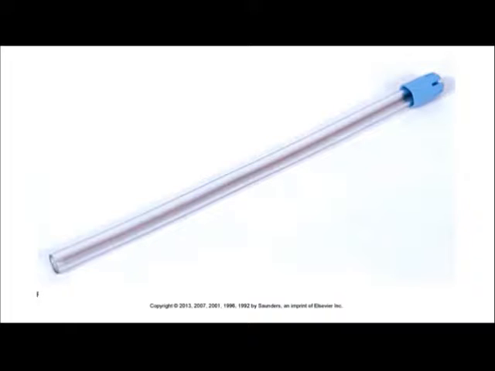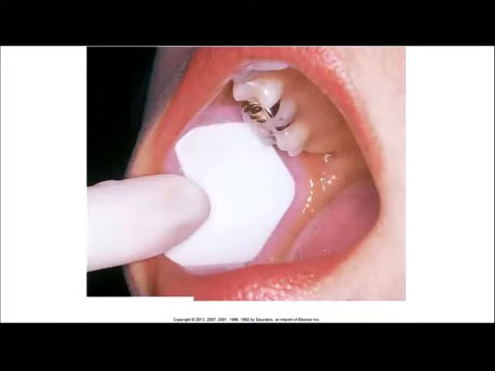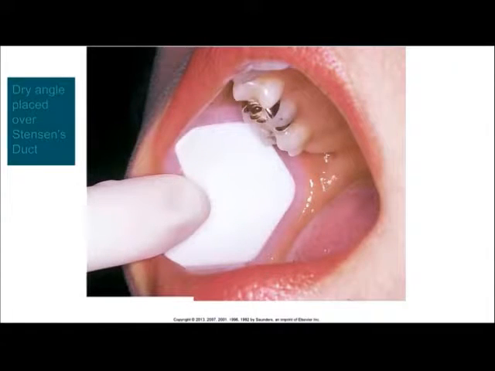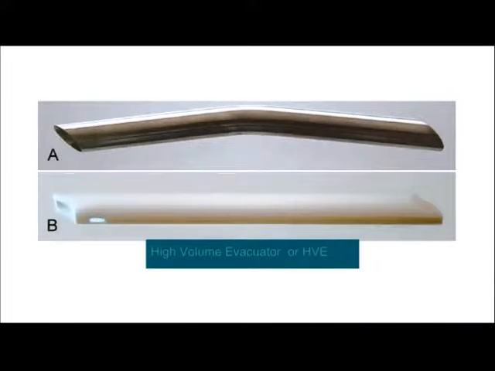Okay, mini quiz. What's this? Saliva ejector. Okay, here we have something that we are placing in the cheek. It's a pad, it's triangle shaped. This is the dry angle, and we're placing it over Stenson's duct. And what's this here? This is the HVE. What's the difference between A and B? Well, one of them is disposable, and one of them is reusable. I'm sure you can tell me which ones.